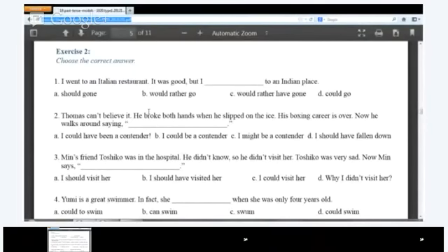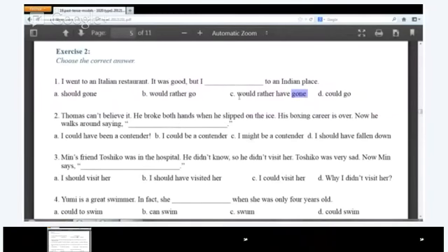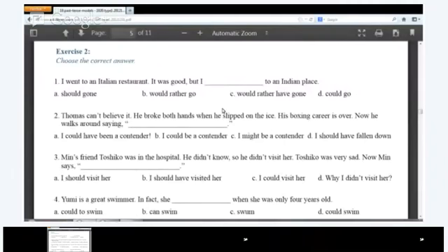And so, let's look for another option here. Could be, could go, or could is used with past. So we're looking for past. The only ones with past in it is going to be gone, so answers C and A. We know that A is incorrect, so C is going to be our only answer. Go ahead and read that sentence using selection C, please. I went to an Italian restaurant. It was good, but I would rather have gone to an Indian place. Good. Okay, and number 2, please.